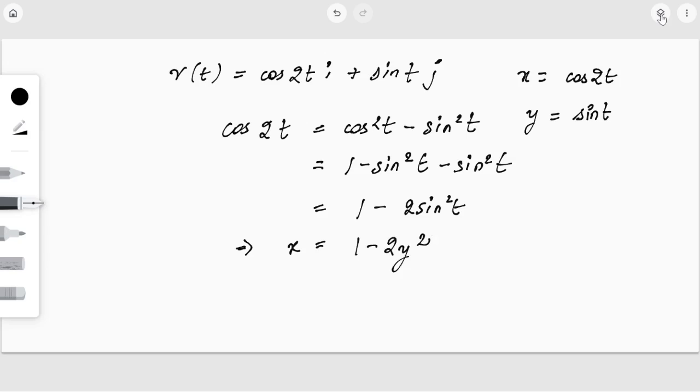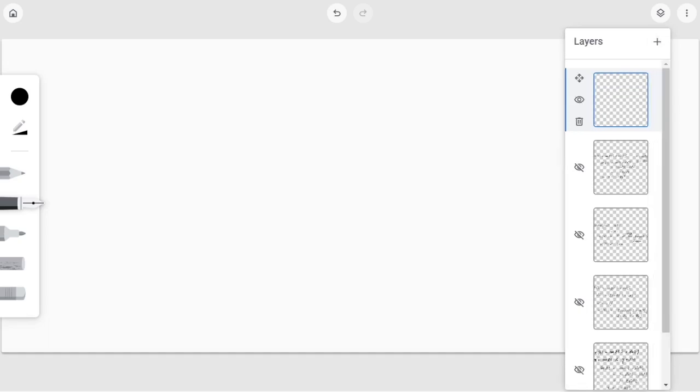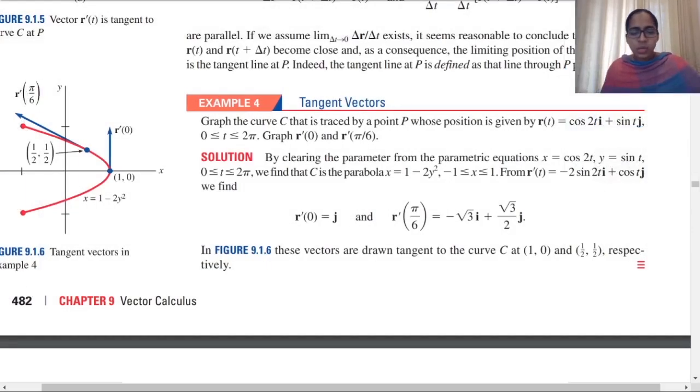From the figure, it is clear that the equation is that of a parabola. You can see in figure 9.1.6 that the graph of x equal to 1 minus 2y square is clearly given. Then we are asked to graph the vectors r dash of 0 and r dash of pi by 6.